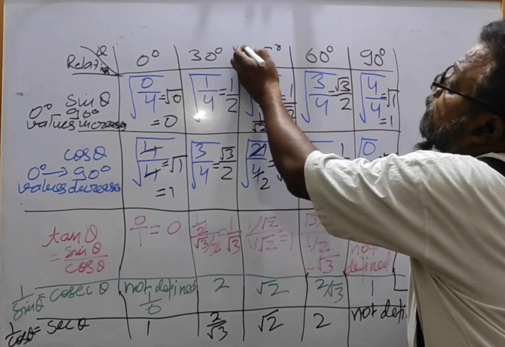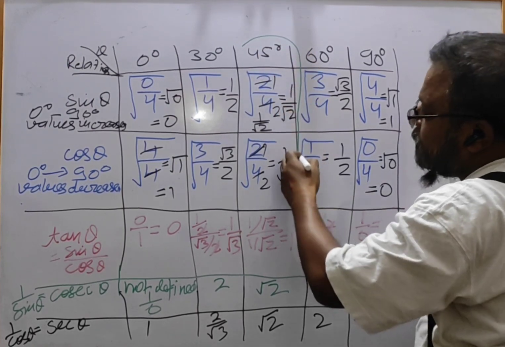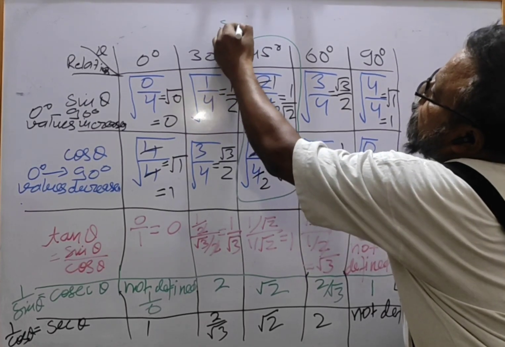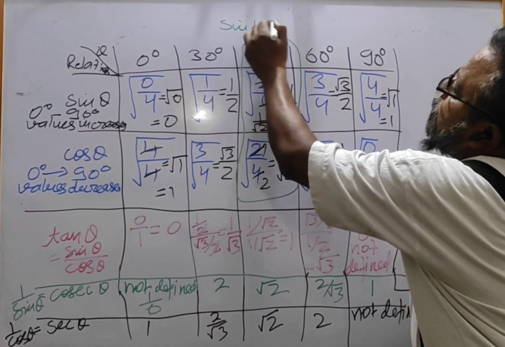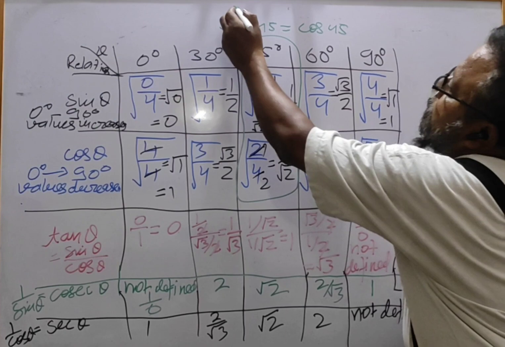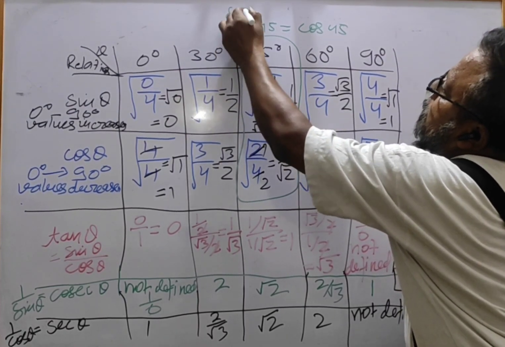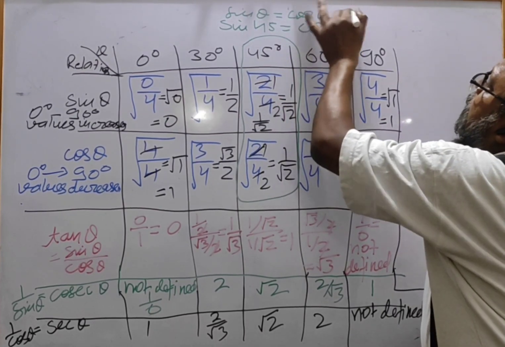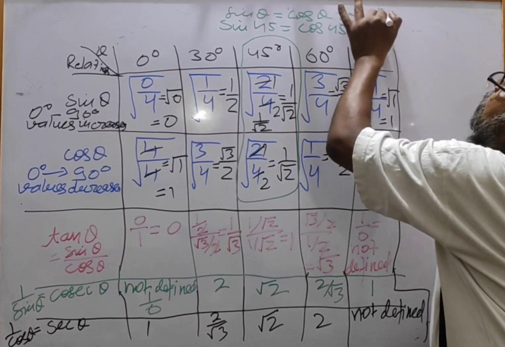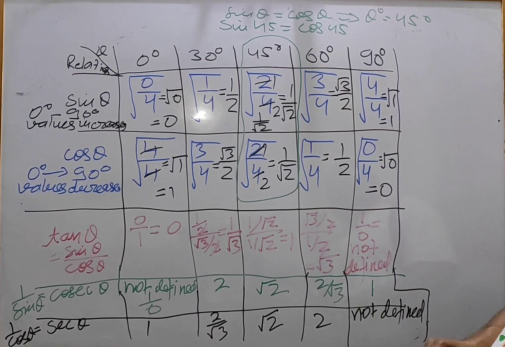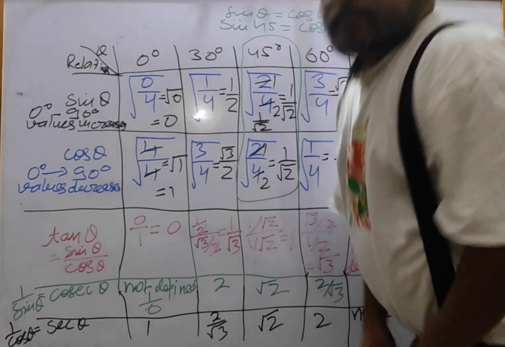You should remember one more thing in this series, that sine 45 is equal to cos 45. Means sine theta is equal to cos theta when theta is equal to 45 degree. Get it? I hope you understand.